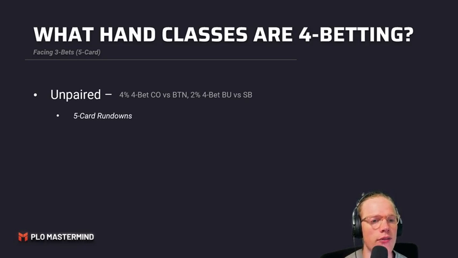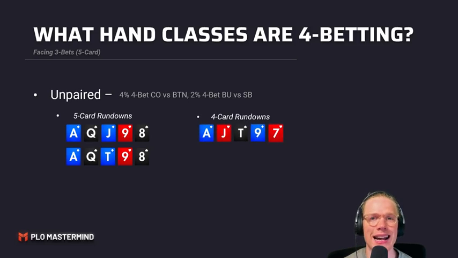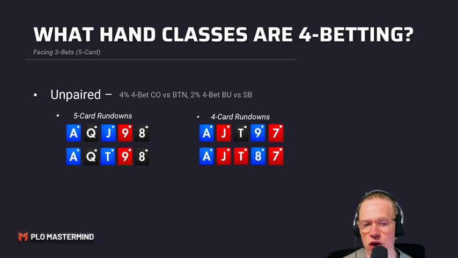So if you look at our 5-card rundowns, you can see hands like Ace Queen Jack 9-8 and Ace Queen 10-9-8. They're both double suited pure. They have the nut suit, and they're very connected and on the higher end. The same thing is true for our 4-card rundowns that are 4-betting, Ace Jack 10-9-7, Ace Jack 10-8-7. I put in Ace Jack 10-8-7, sorry.